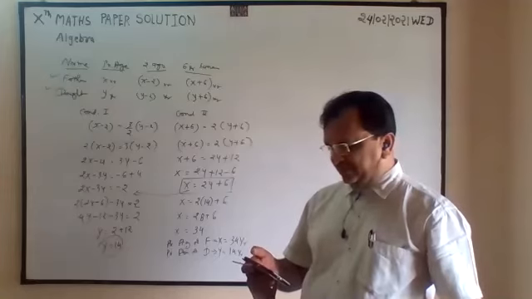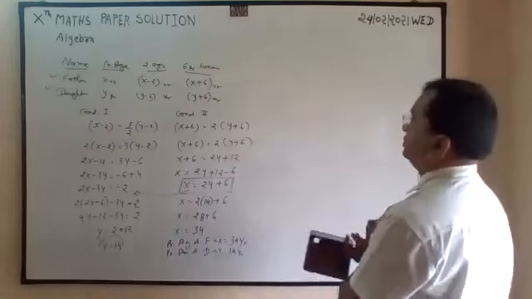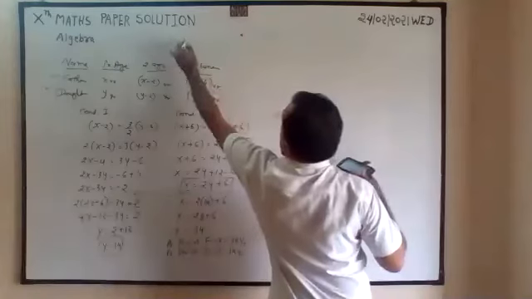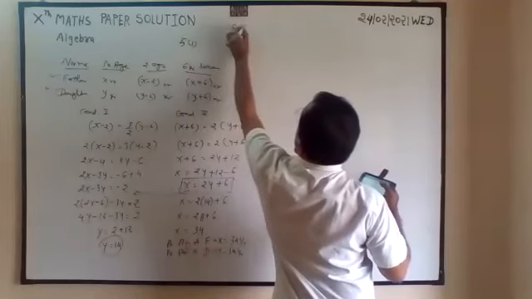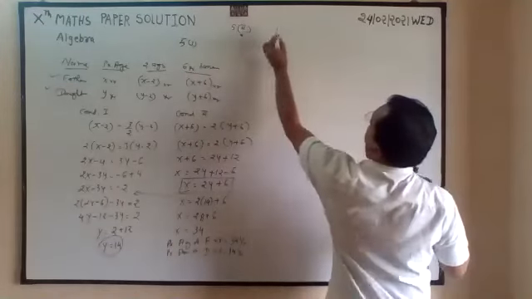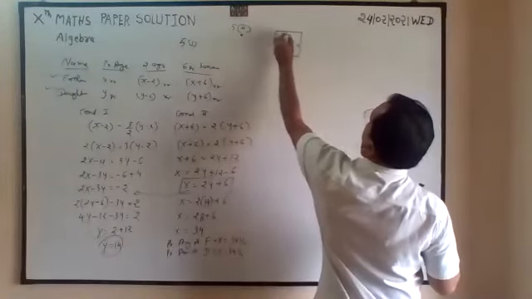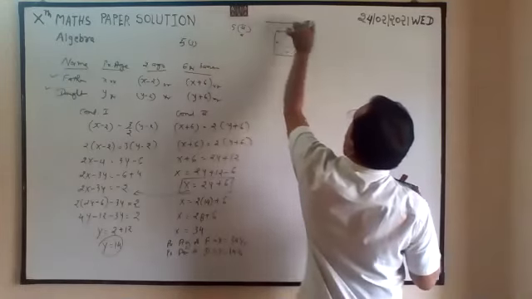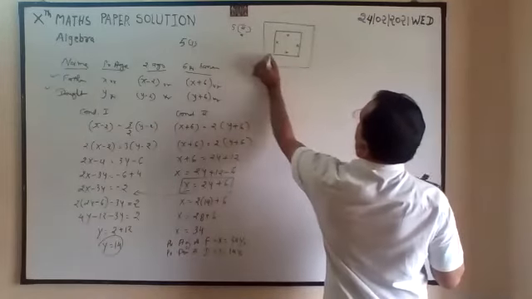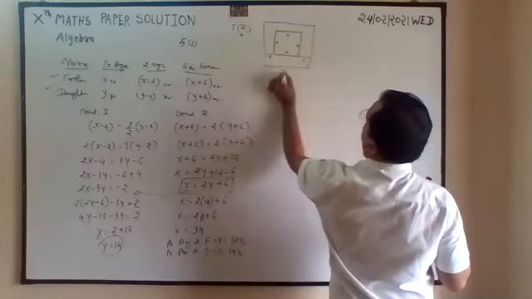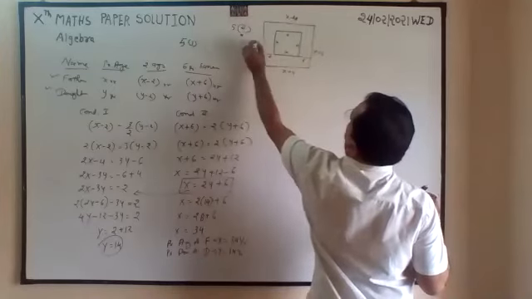Around a square pool, there is a footpath of the width 2 meters. This is a very important question. Let the side be x. And add 2 on each side, so this is x plus 4, x plus 4, x plus 4, x plus 4.